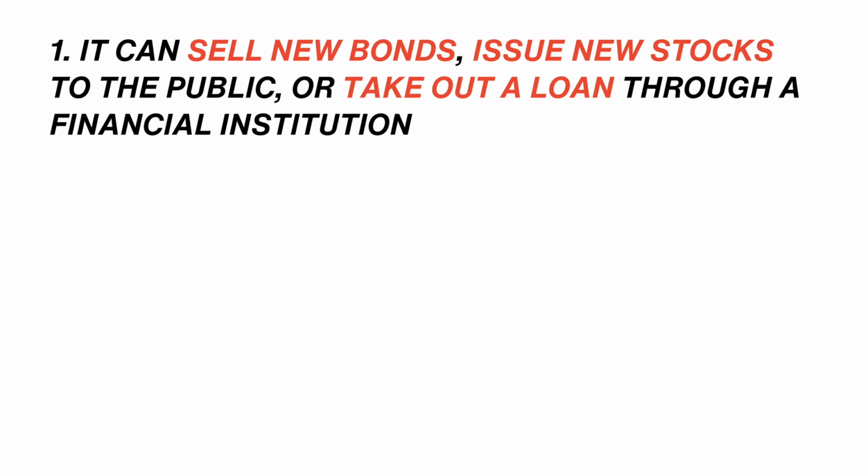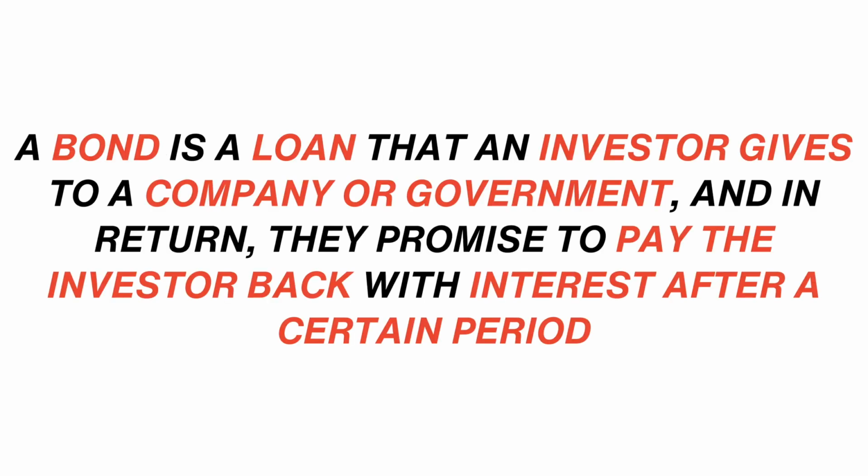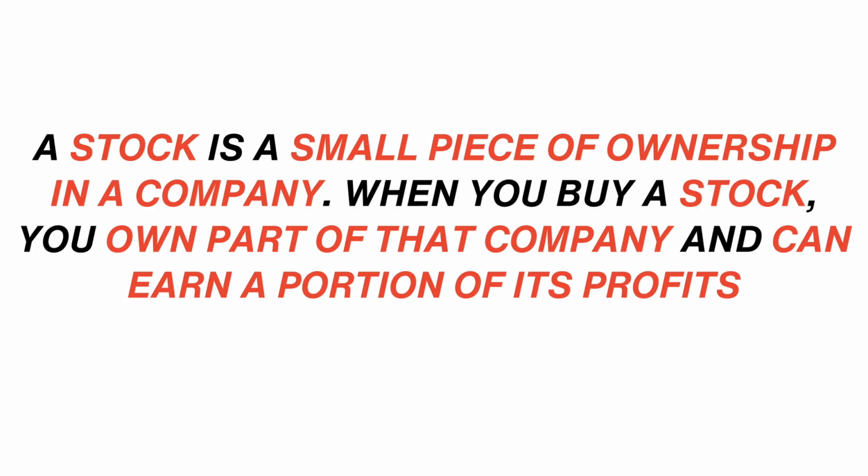A publicly traded company on the stock market has 3 ways to build a large stockpile of cash. 1, it can sell new bonds, issue new stocks to the public, or take out a loan through a financial institution. A bond is a loan that an investor gives to a company or government, and in return, they promise to pay the investor back with interest after a certain period. A stock is a small piece of ownership in a company, and when you buy a stock, you own part of that company and can earn a portion of its benefits.